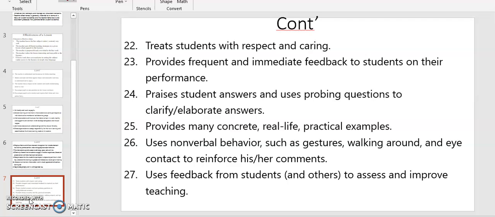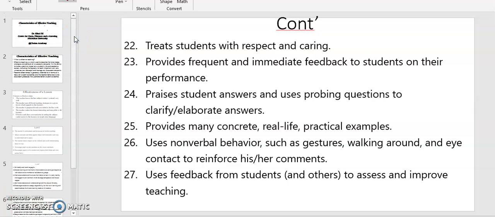use feedback from students and others to assess and improve teaching. That is actually when we say a lesson has been effective.